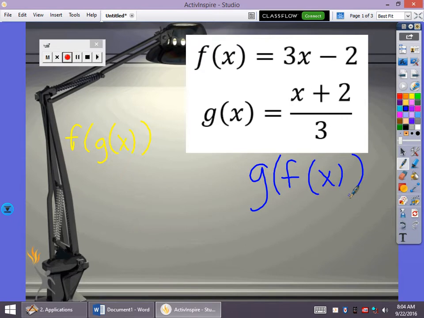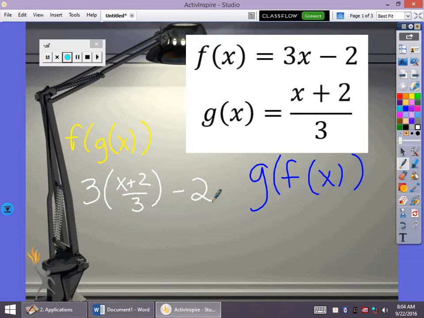So I'm going to take function f, and wherever I see an x, what am I going to do? I'm going to substitute in the equation that's in g. So I'm going to write 3, then what? x plus 2 over 3 minus 2, yes?